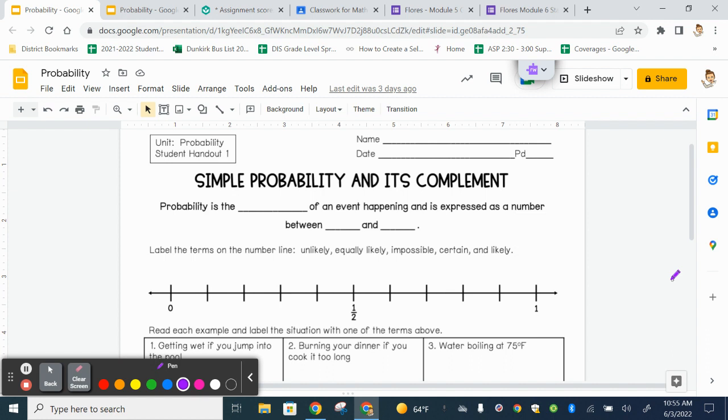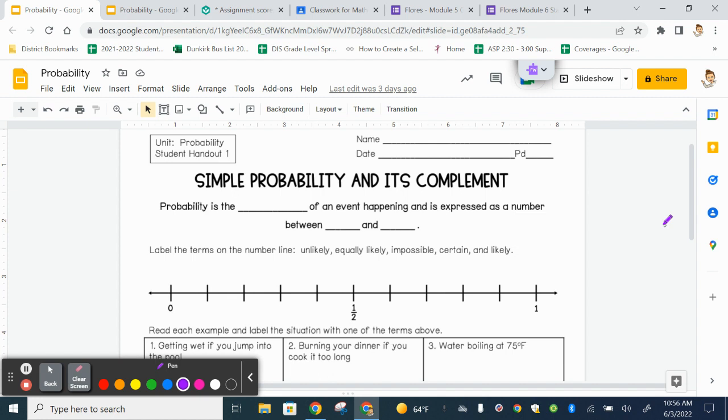In the note packet that you got, you should be on this page, which is the very front, simple probability and its complement. As I go through this, you're going to fill in all of the information that I fill in. If you need to pause, please do so, but don't miss anything. So, simple probability and its complement.